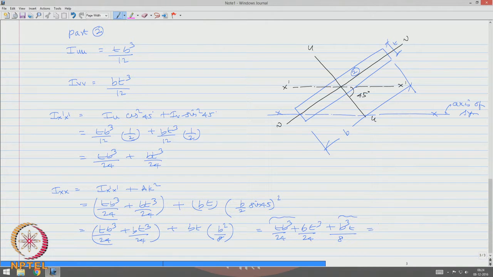Let us add this, which will be 4 T B cube by 24 plus T cube B by 24, which means T B by 24 into 4 B square plus T square, that is I x x of part 2.